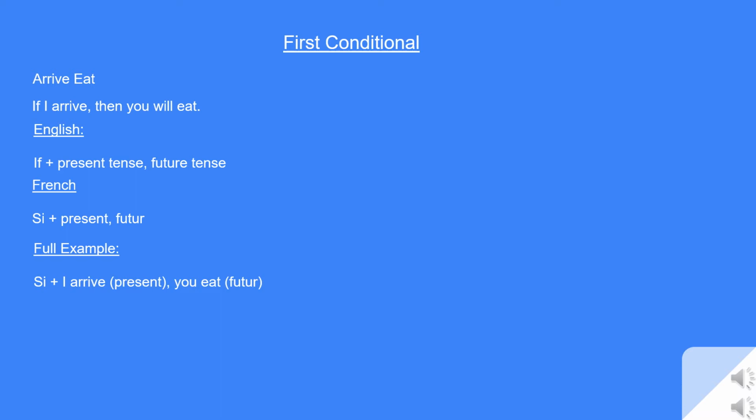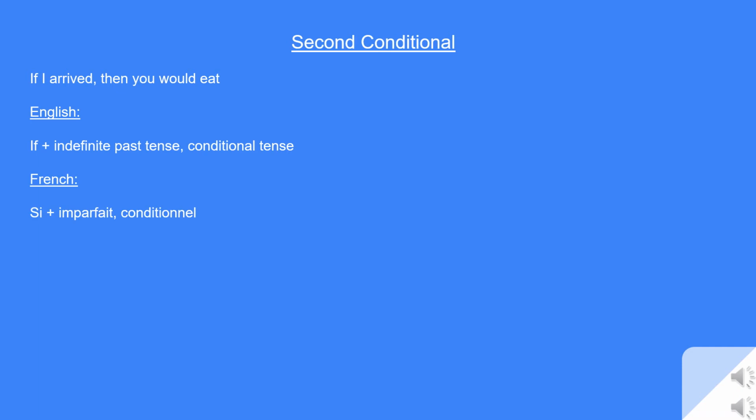So we're slowly converting here from the English to the French. Adding in the French words, si, je, which of course is I, arriver, which is the verb to arrive, and we're going to then conjugate that in present tense. Then the second part of the clause will be tu, as in you, and then manger, the verb to eat. So again, moving this further into French, you would have si j'arrive, present tense, tu mangeras, future.